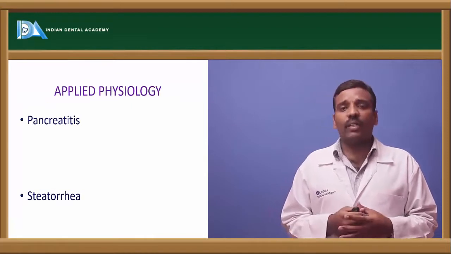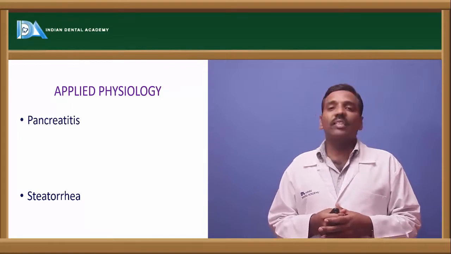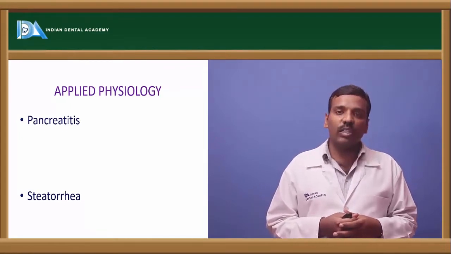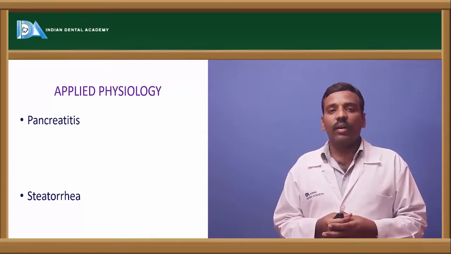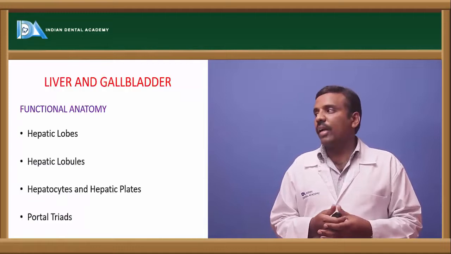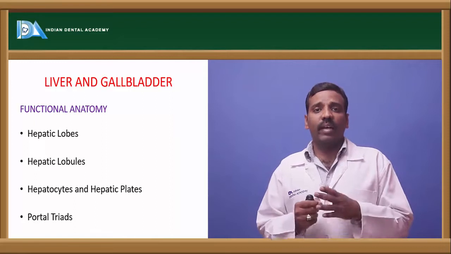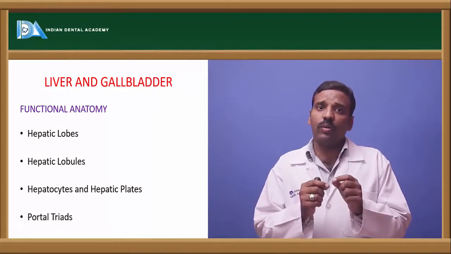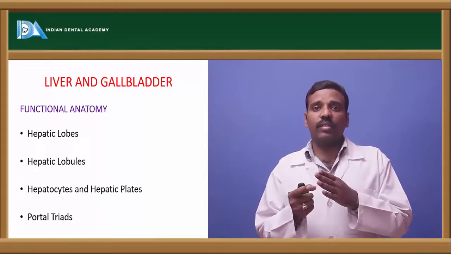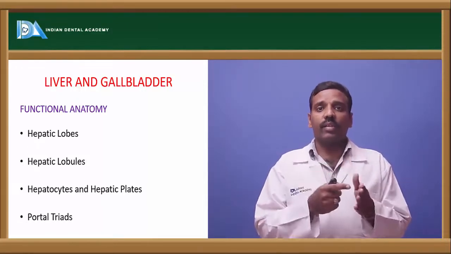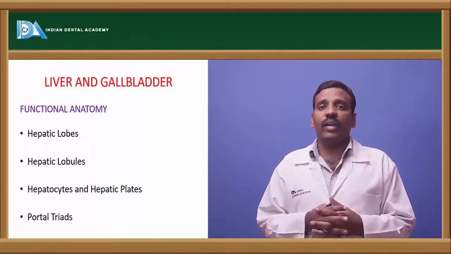Applied aspects of the pancreas are pancreatitis and steatorrhea, in which bulky and foul-smelling feces are excreted. That is called steatorrhea. Before going to the liver and gallbladder, the regulation of pancreatic juice is the same as the regulation of gastric juice, with three phases: cephalic phase, gastric phase, and intestinal phase. Next is the liver and the gallbladder.